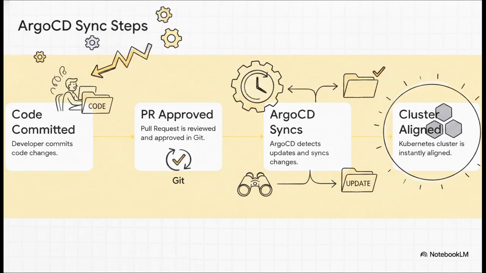This enforces strict governance and auditability. Nobody can sneak around the process to alter production. Step 3. ArgoCD detects the update and syncs those changes. And Step 4. The Kubernetes cluster is perfectly aligned. By structuring it this way, the massive manual burden of executing deployments is completely lifted off the engineering team's shoulders.